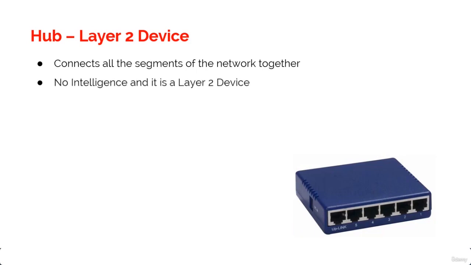So basically, what is a hub? It's a device which is used to connect two or more network segments together. So it acts as a central point. We have seen in the star topology that the central device which connects all the hosts is a hub. Now in that case, the hub was connected to all other computers.